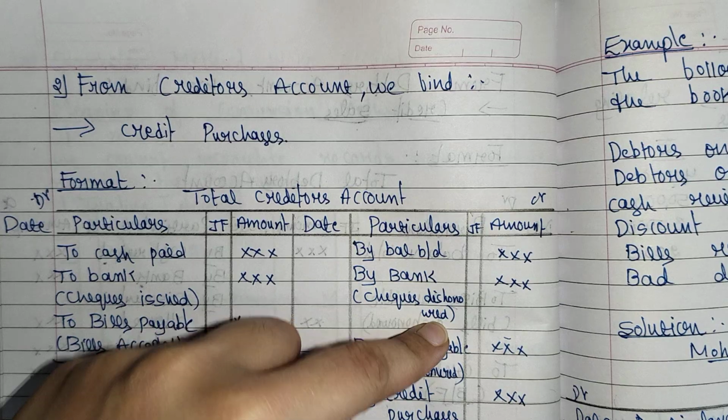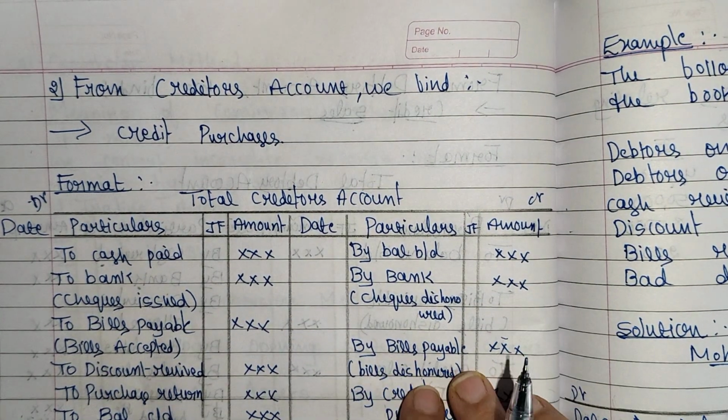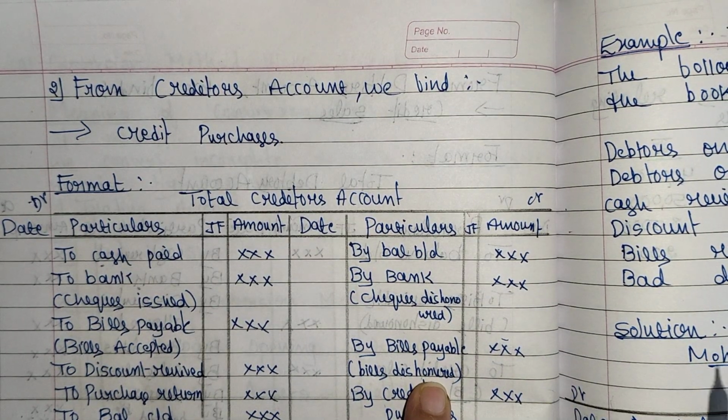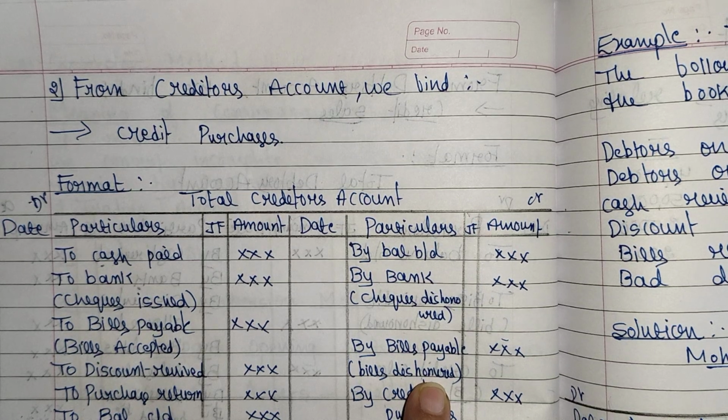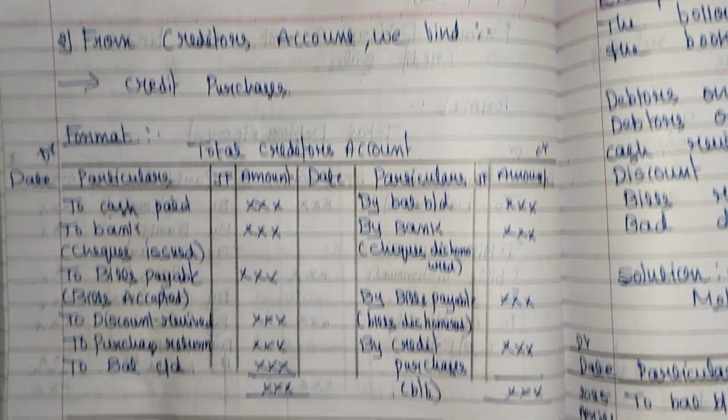So on the credit side, creditors increase. And by bills payable, bill dishonored. Again, bills payable accepted but not paid means liability increases. By credit purchases, that is the balancing figure.